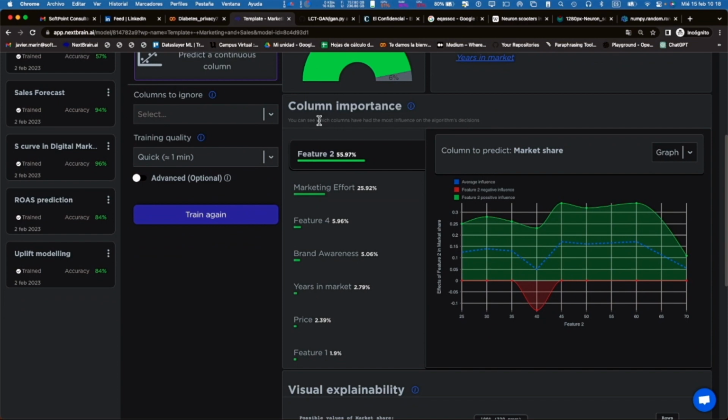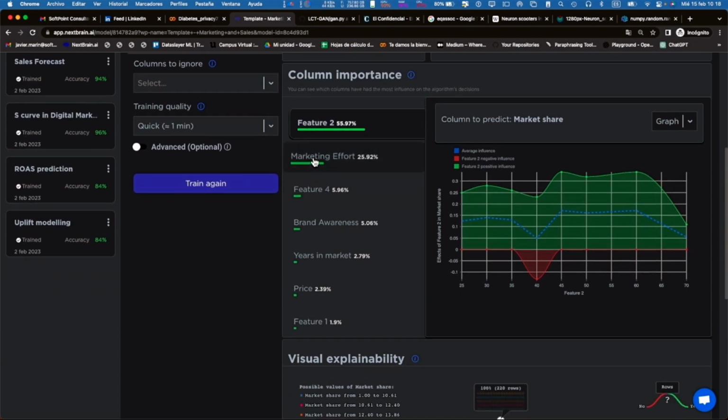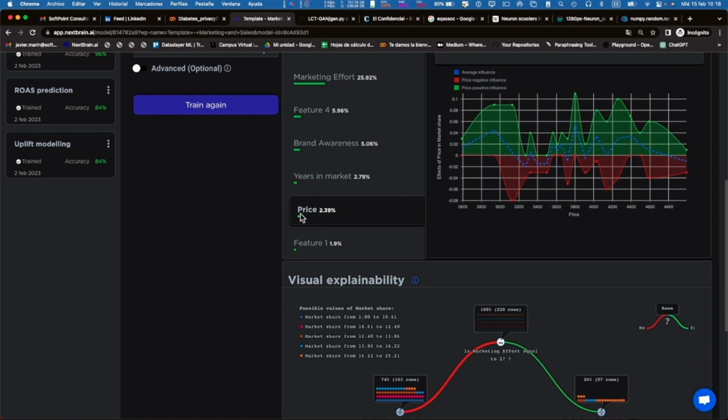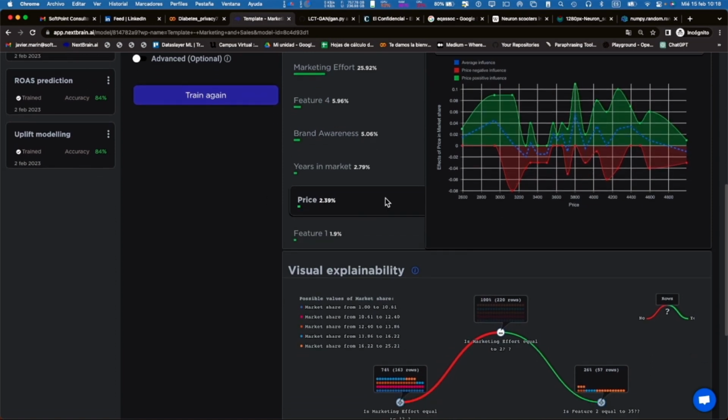We see that the first 3 are feature 2, marketing effort, feature 4, and so on. At the end, we have price, which has had lower importance but has some importance as well. Then we are going to select the price, and we can see how the price has influenced the model in predicting the market share. We have the price ranges here in dollars from $2,600 up to $5,000, and then we have a positive influence. It means influence in getting higher market share, and a negative influence is influencing getting lower market share.